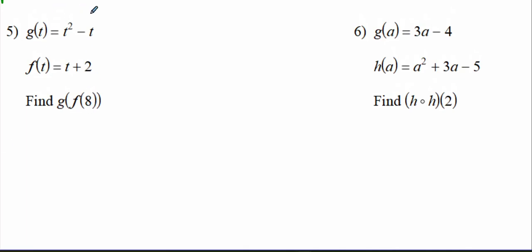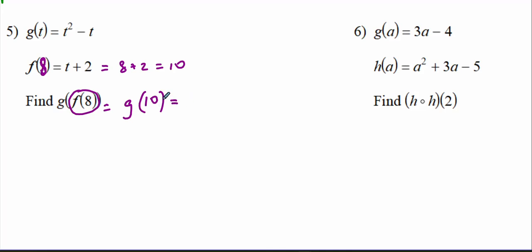Anyway, so again, because this is a numeric input, I'm going to take 8 and plug it in here. So this becomes an 8 plus 2, of course, equals 10. So that 10 is my output for this part, the result of this. So this really becomes g of 10.